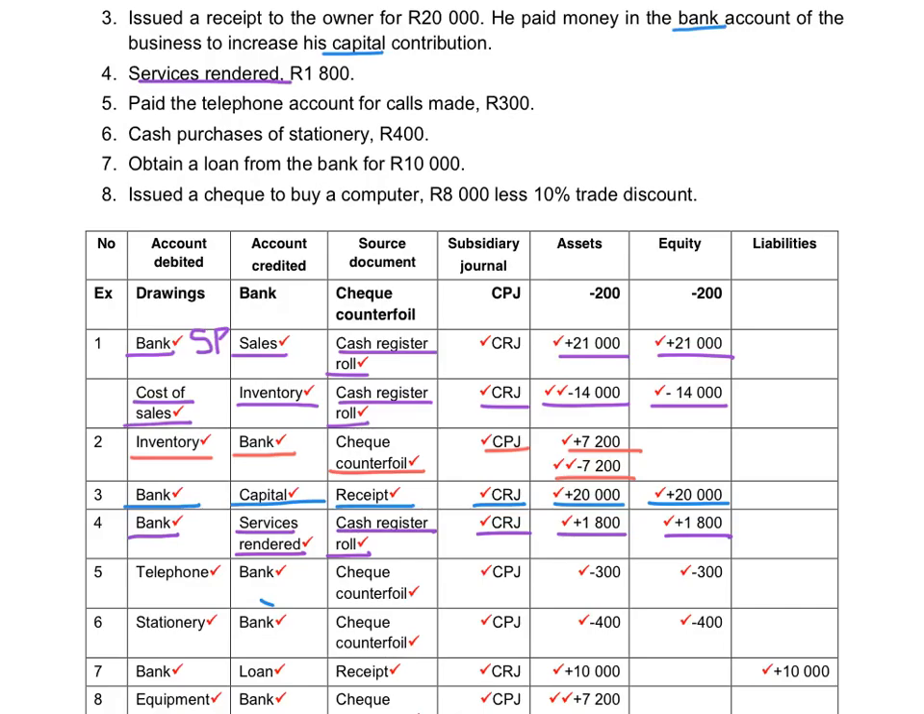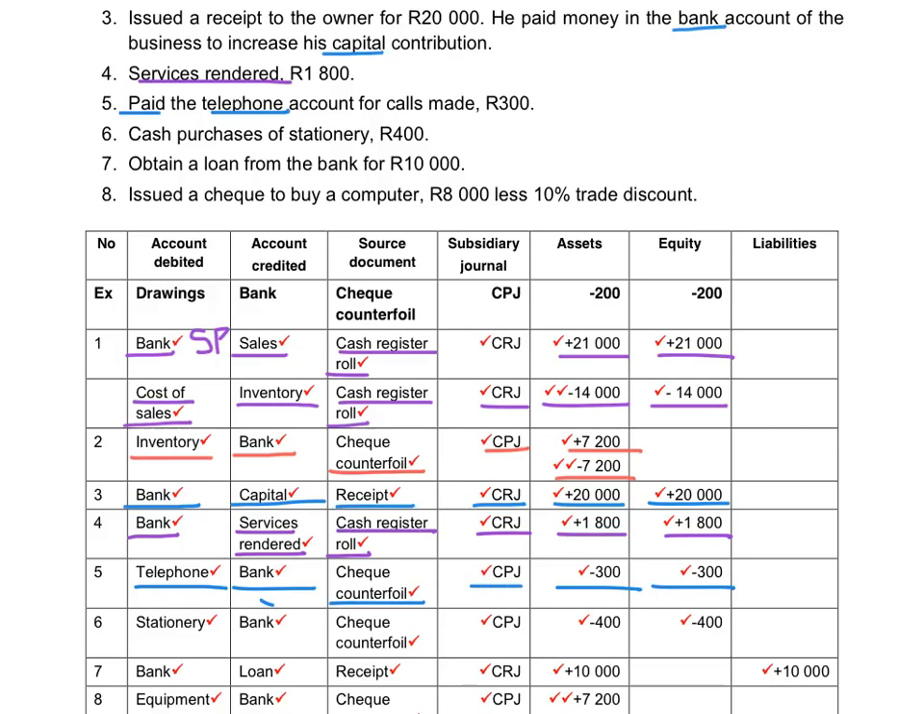Paid the telephone account for calls made 300 Rand. You paid money out of the bank, so the one entry is in the bank. What did you pay? Telephone, so the double entry will be in the telephone. Expenses increase on the debit side, so telephone will be debited. If you pay expenses, profits decrease, so equity will decrease. Money was taken out of the bank account, so assets decreased with 300. This entry is recorded from the check counterfoil in the cash payments journal.